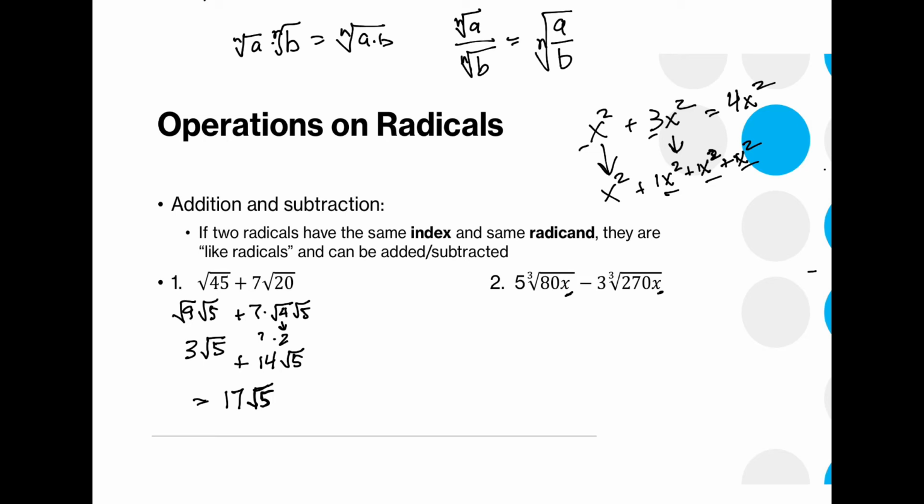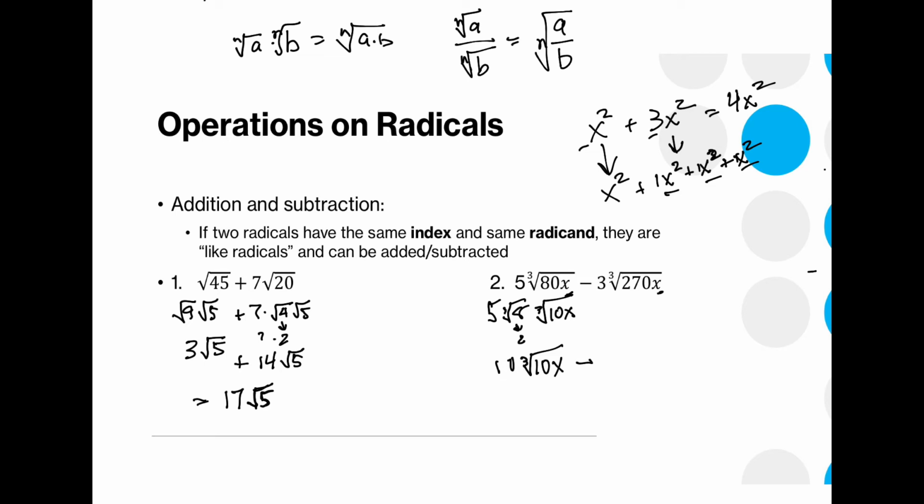But we start with the first perfect cube, which is 2 cubed, 8. And we see that 8 does go into 80 10 times. So that's 5. I'm going to rewrite my cube root. Remember to carry the index with you there. So 8 cube roots of 8, and then we have the cube root of 10x left over. And cube root of 8 is 2. 2 times 5 is 10. So that leaves me with 10 cube roots of 10x.